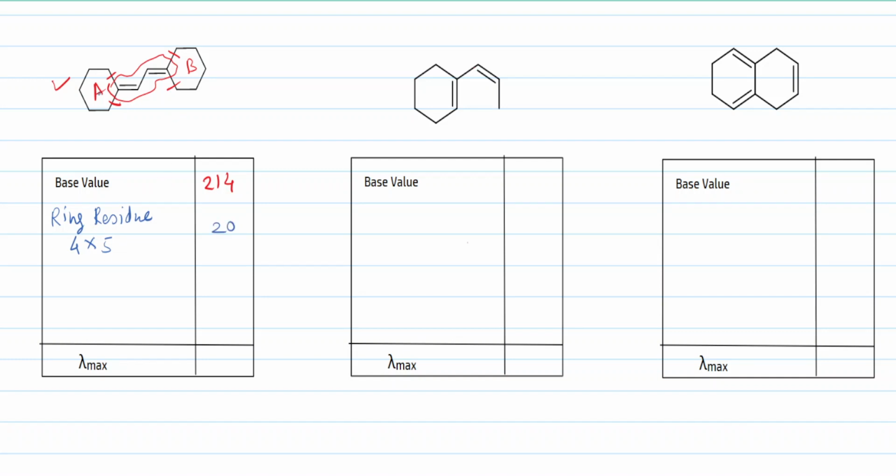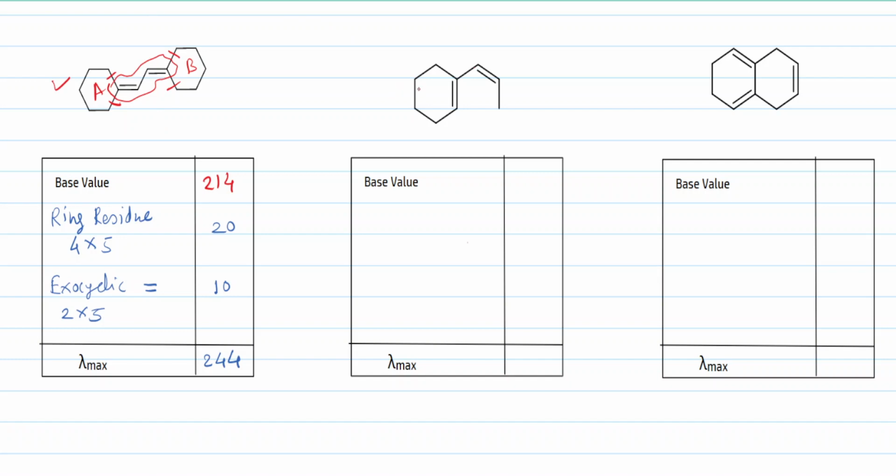Then for ring A, this is the exocyclic double bond. For ring B, this is also an exocyclic double bond. So exocyclic double bonds are present. I will write here exocyclic double bond. Then how many? 2. 2 into 5, it is equal to 10. And then no extra conjugation, so just add them together, and here we get a 4, then here a 4 and 2, 244 nanometer. This is the lambda max value for this compound.